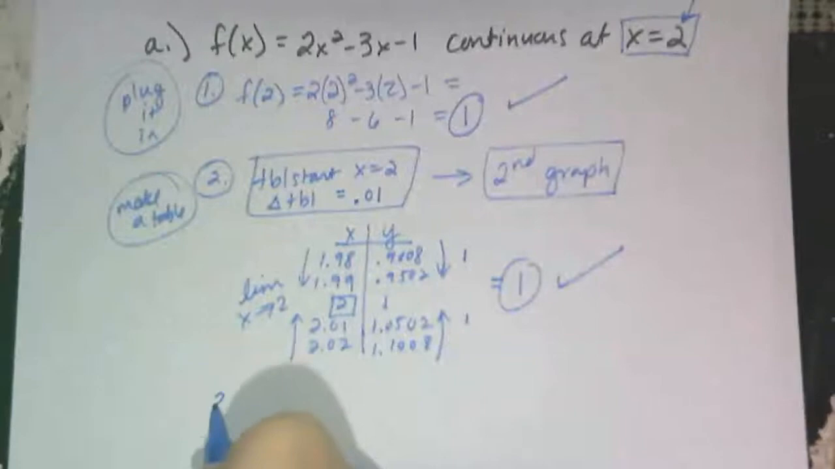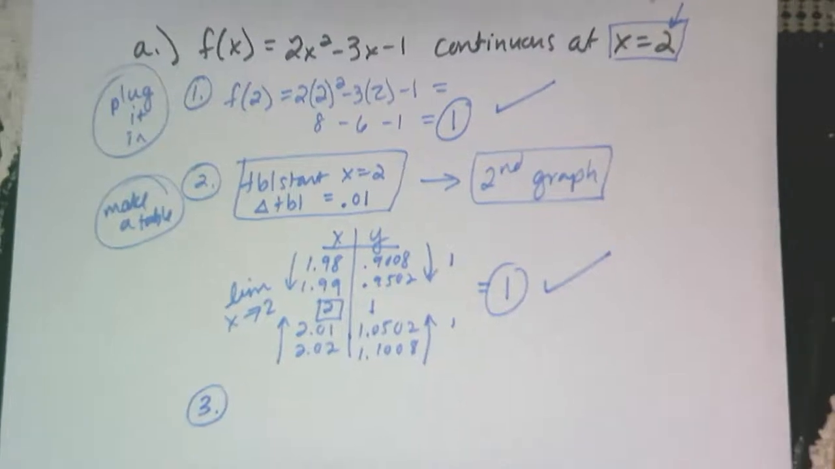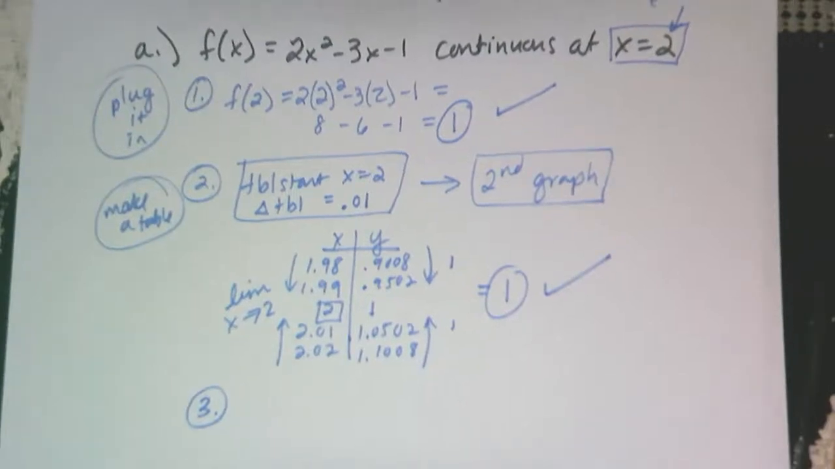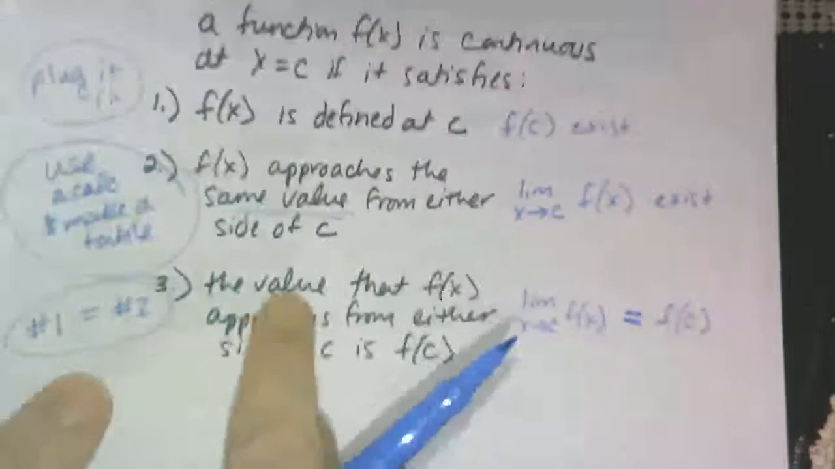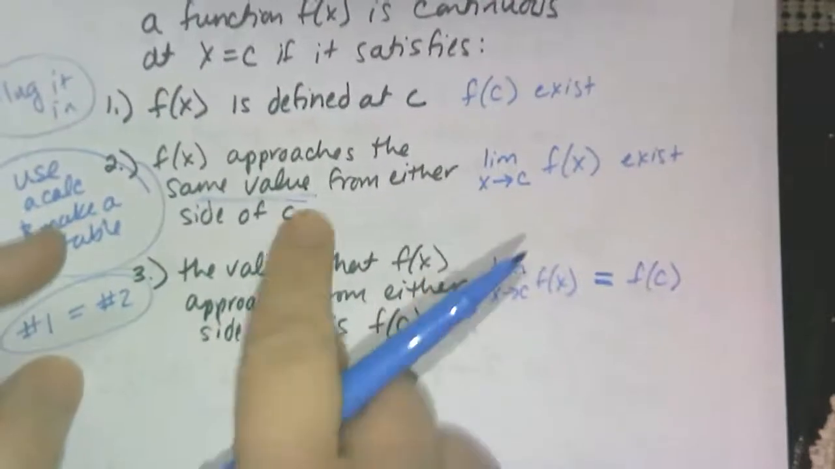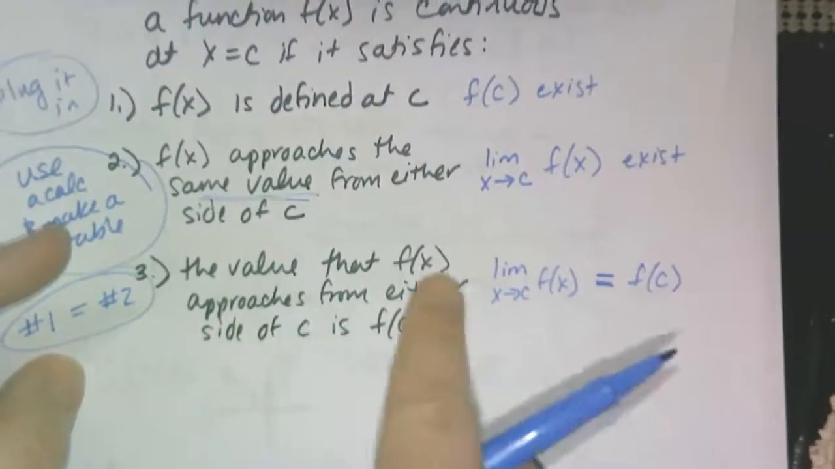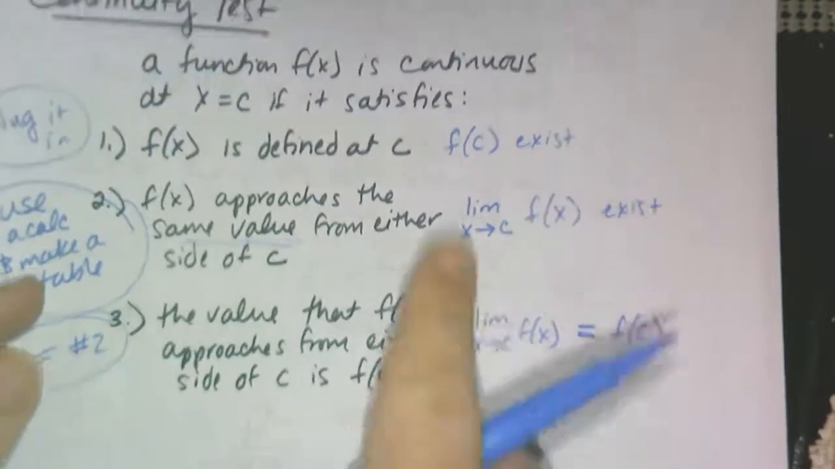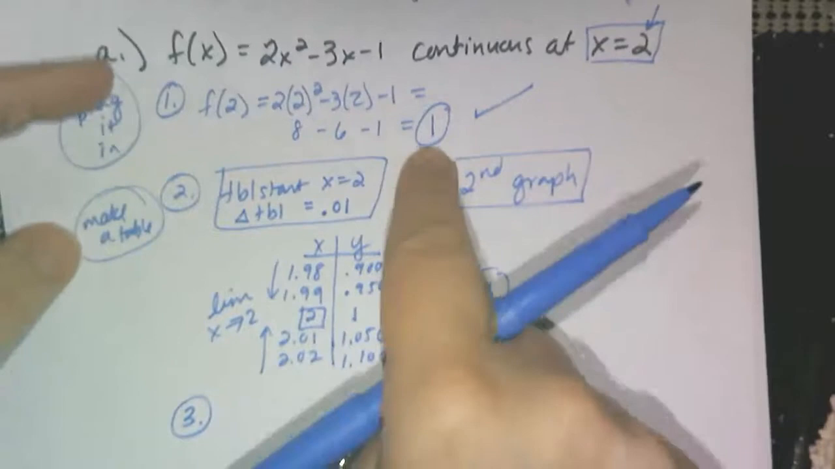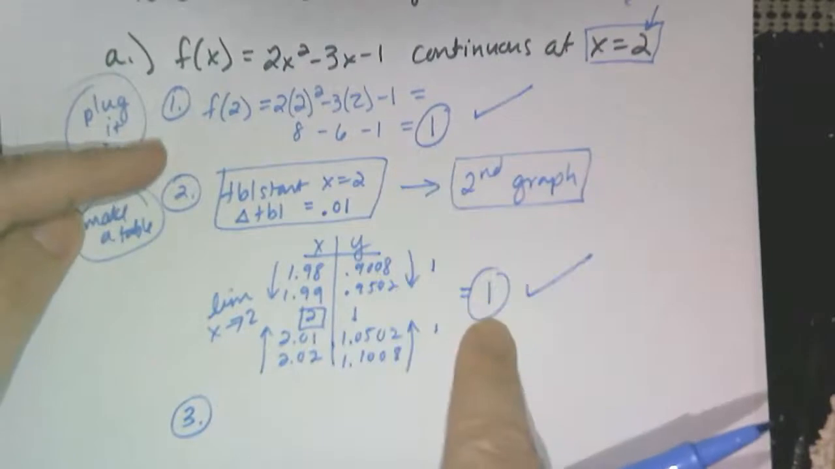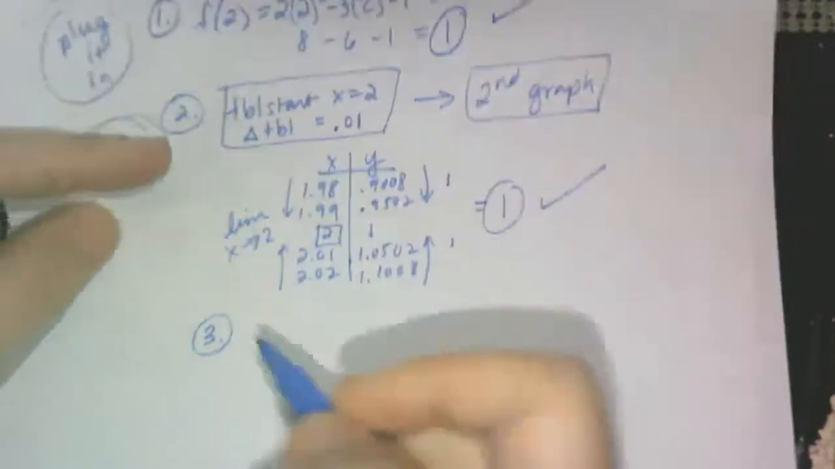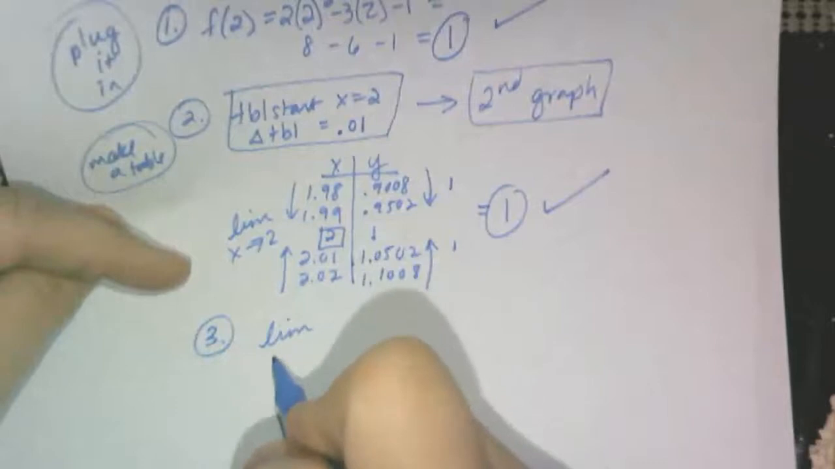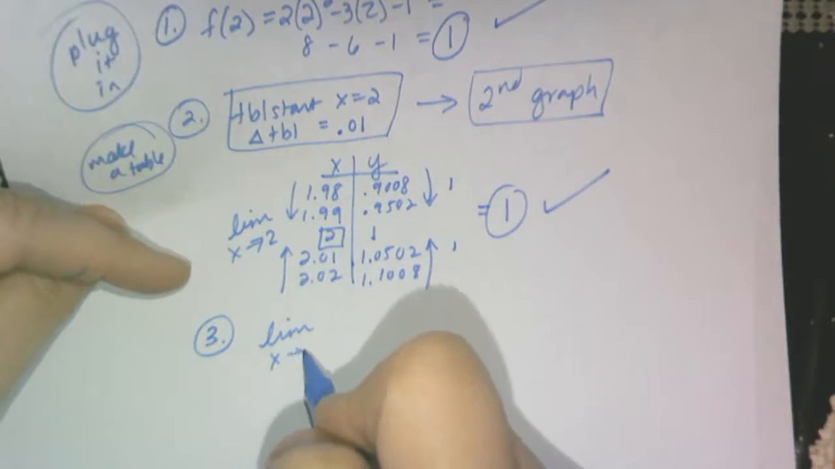All right, and then last one, test 3. So what am I asking you in test 3? Here's what I'm asking: that the value you got from what just happened in step 2, that limit, the f of x approaches either side of C, is the same value you got from step 1. Did I get that same value in step 1 as I got over here? I sure did.